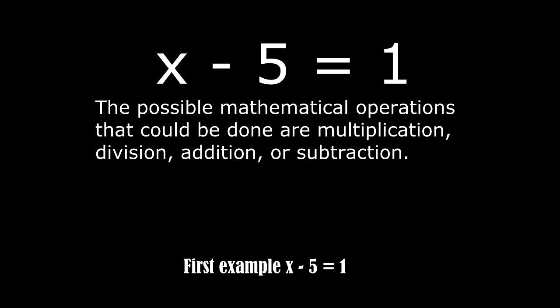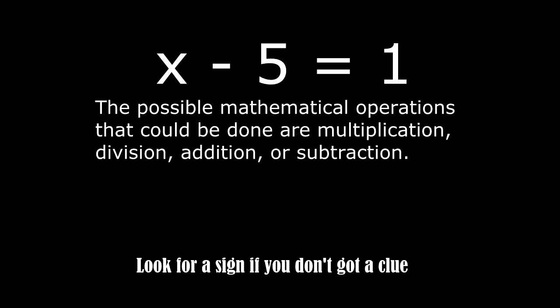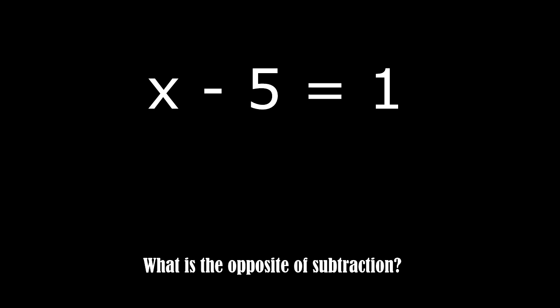First example, x minus 5 equals 1. What is the operation that is being done? Look for a sign if you don't got a clue. All I see is a minus, that's true. What is the opposite of subtraction?